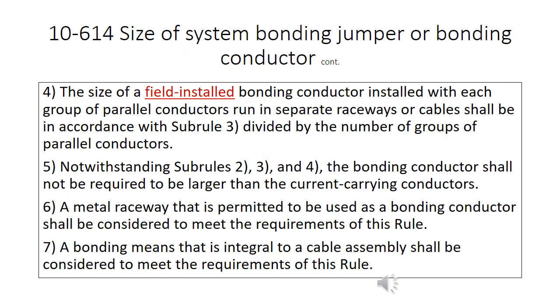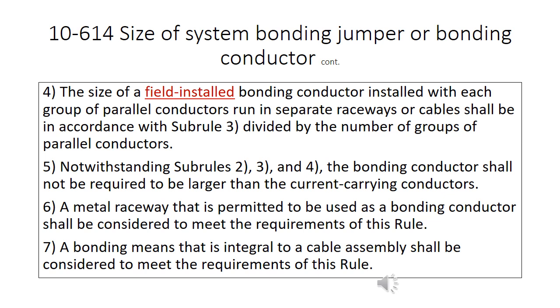10.614. Size of bonding jumper or bonding conductor. Continuation. Although the information provided in Subrules 4 through 7 is important, these rules were already discussed in prior code editions. However, Subrule 4: the size of a field-installed bonding conductor installed with each group of parallel conductors run in separate raceways or cables shall be in accordance with Subrule 3 divided by the number of groups of parallel conductors.